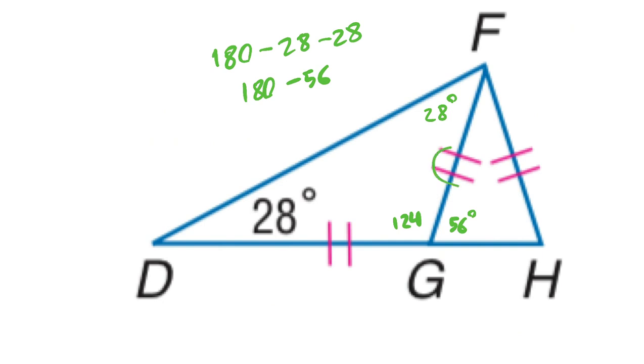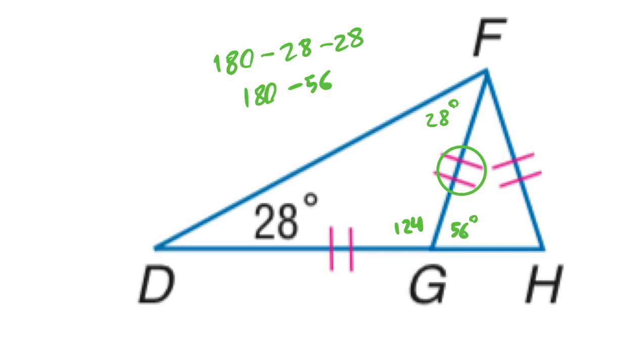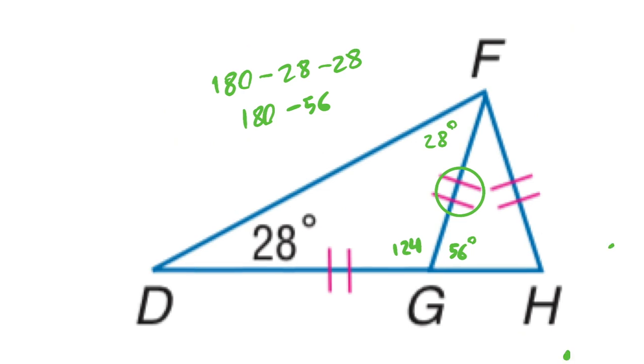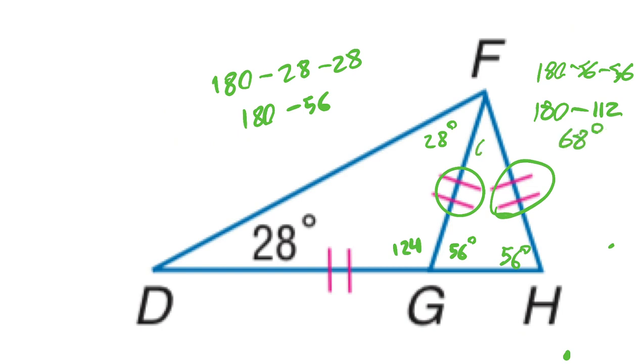Okay, and then in this other triangle, because of these two sides here, whoa, don't get crazy on me now, Apple Pencil. Because of those two sides here, well, then this is 56 also. And then we go, up top, we go 180 minus a 56 and a 56. That's 180 minus 112. And then that's 68 degrees. And so here's the 68 degrees.